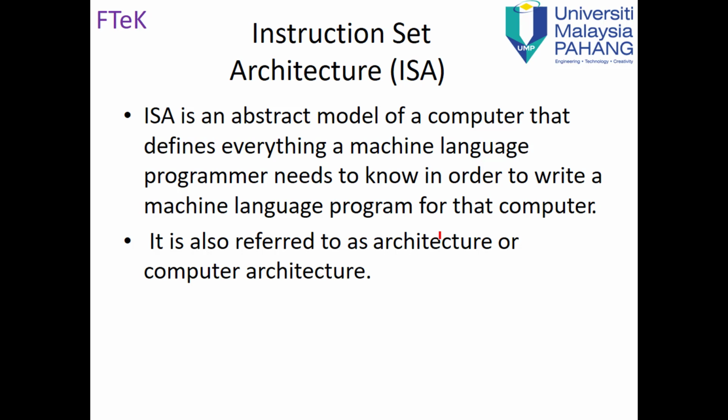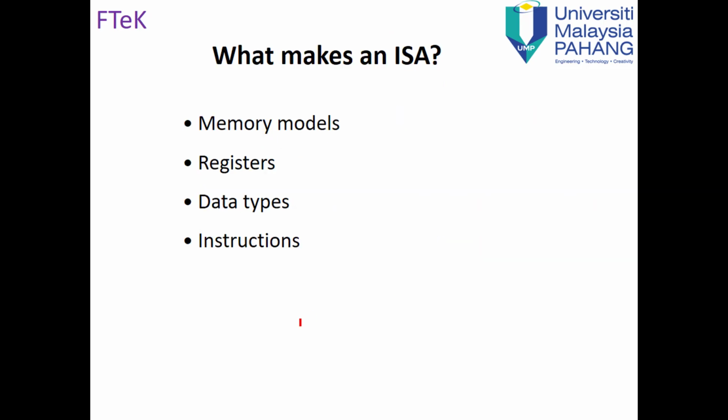When we write a computer program, we're actually writing instructions to the processor. So it's also referred to as architecture or computer architecture. Basically, when we speak about ISA, we speak about the memory models, the registers, the data types, and the instructions.